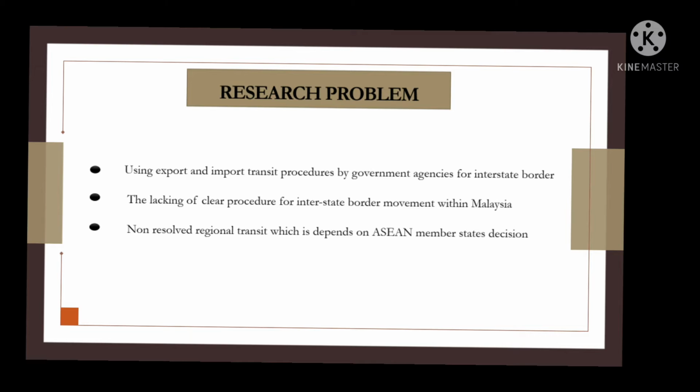In this research innovation project, three issues have been highlighted. In Malaysia until now, we are using export and import transit procedures among the agencies whenever a truck moves from one border to another in interstate. The second is the lack of clear procedures for interstate border movement within Malaysia, and the third is the unresolved regional transit, which depends on Asian transit systems.